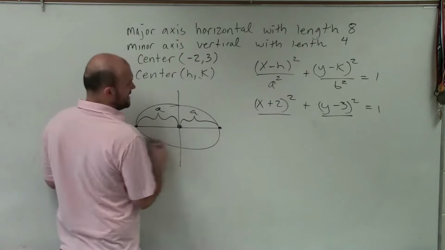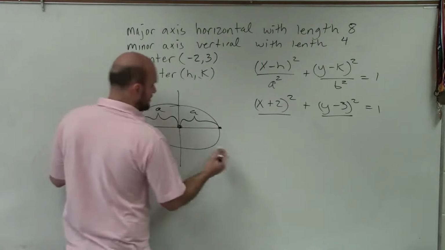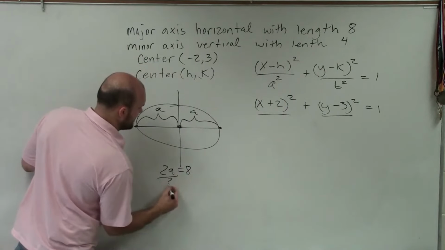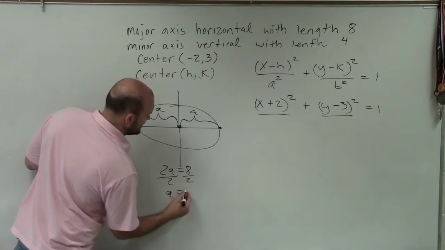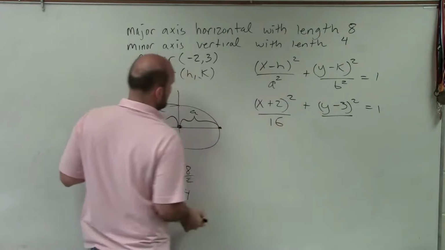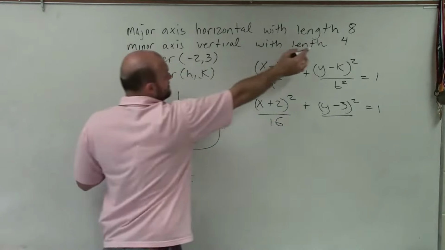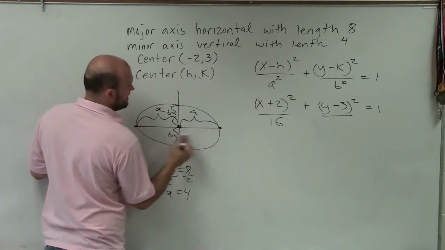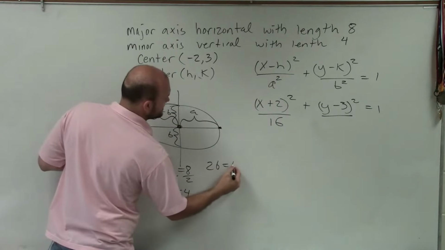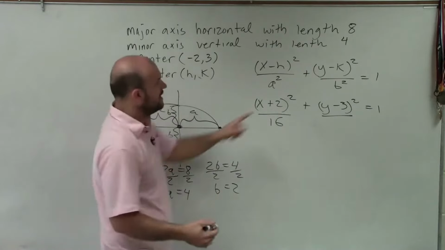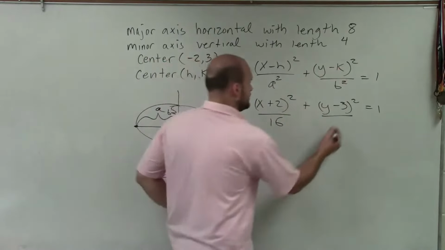So the length of the major axis is equal to 2a. Therefore, I can say 2a is equal to 8, divided by 2, divided by 2. A equals 4. Well, 4 squared is going to be 16. And then b is going to be the length of the minor axis. So I can say 2b is equal to 4, divided by 2, divided by 2. B equals 2. And again, 2 squared will equal 4.